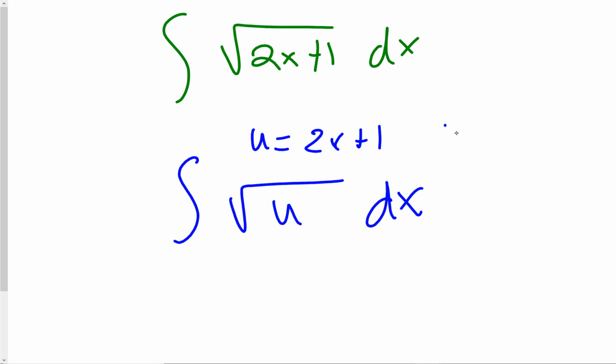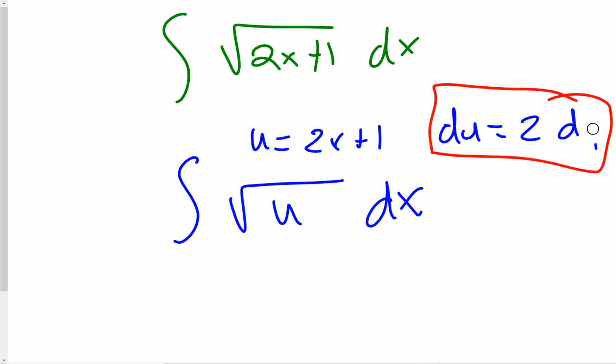Then I take the derivative of that. So du equals 2 dx. And so now I'm trying to manipulate this thing. Oh, there's dx. Manipulate this thing to look like what I don't have, what I don't have a u in.